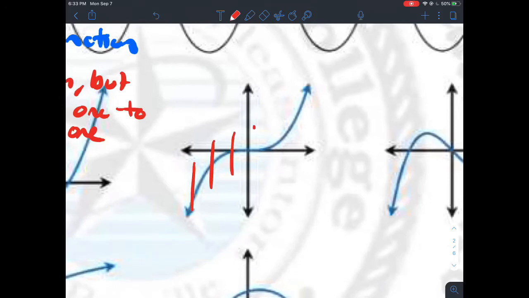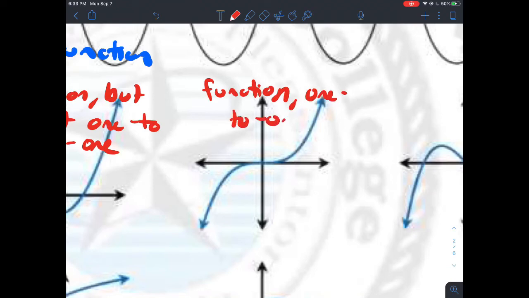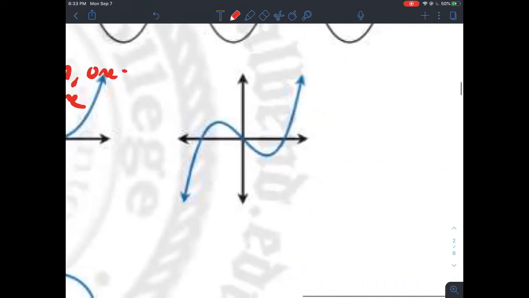All right, is this guy a function? All right, we passed the vertical line test. Is it one-to-one? Yes, it is one-to-one. Each line only hits the function once. So we would say it is a function, 1, 2, 1.